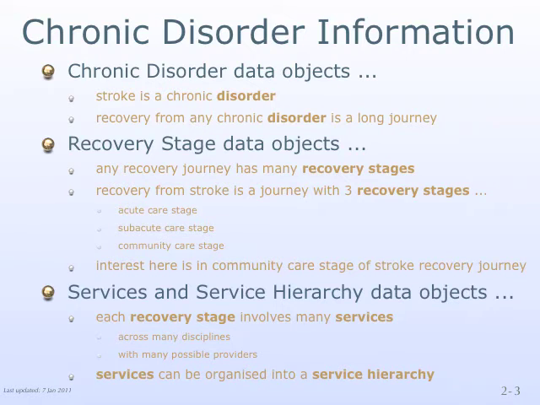And of course, each of these services can be subdivided into more specialised services if necessary. Now we can see how the chronic disorder information can be used to define a generic stroke recovery journey and the types of services that may be associated with each recovery stage. The data objects that represent this information can be stored in the central database and distributed to various stakeholder databases as required.